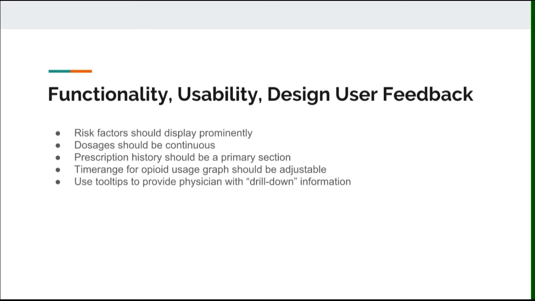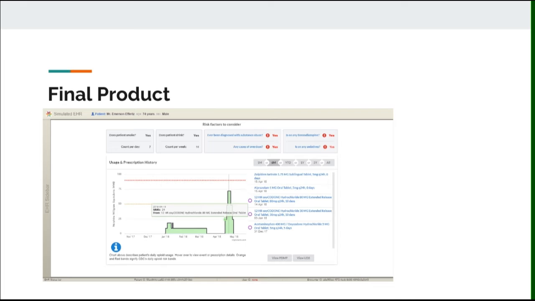Mentor feedback generated several points for improvement. This includes the fact that risk factors should be displayed prominently, dosages should be continuous, prescription history should be a primary section, the time range for the opioid usage graph should be adjustable, and tooltips should be usable to provide physicians with drill-down information. As you can see, our final product reflects these requirements. We'll now go through a demo.